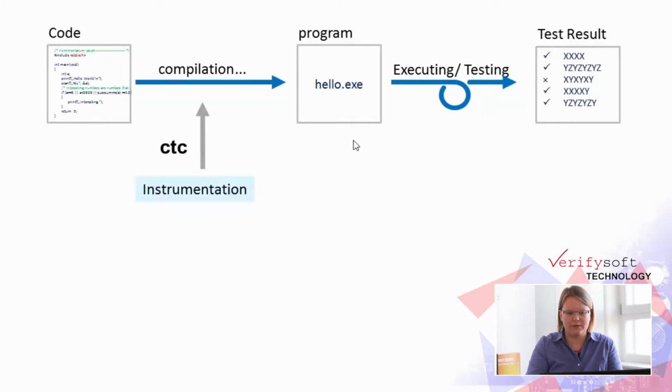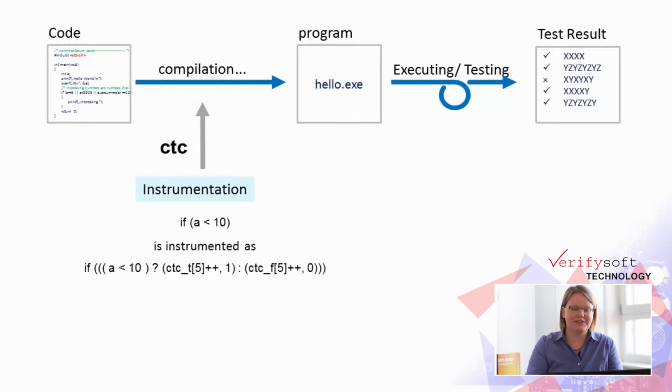In the first step, CTC is used during the instrumentation phase. CTC consists of several tools independent from each other, and in this step the tool called CTC itself makes the instrumentation of the source code. Instrumentation means that the source code is enriched with counters, and these counters take care that it is measured later on if a certain control structure in the program was executed or not.